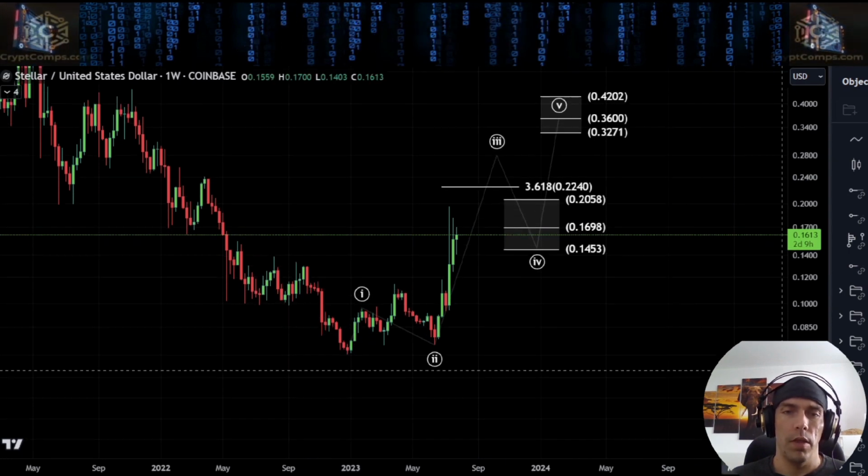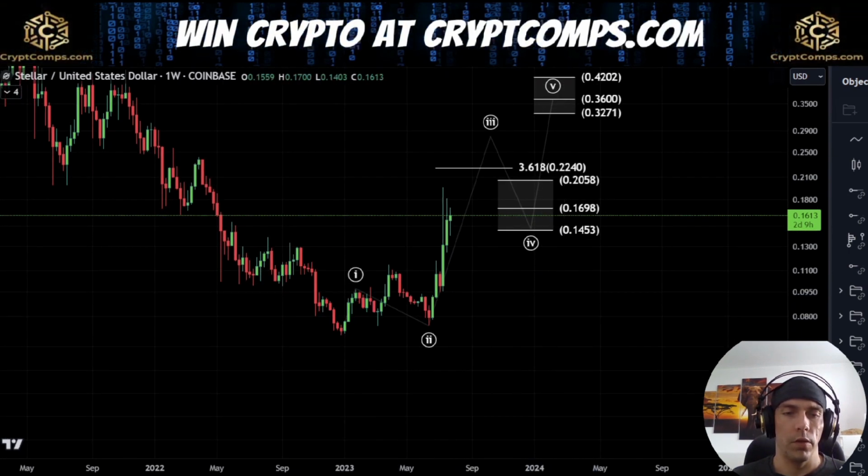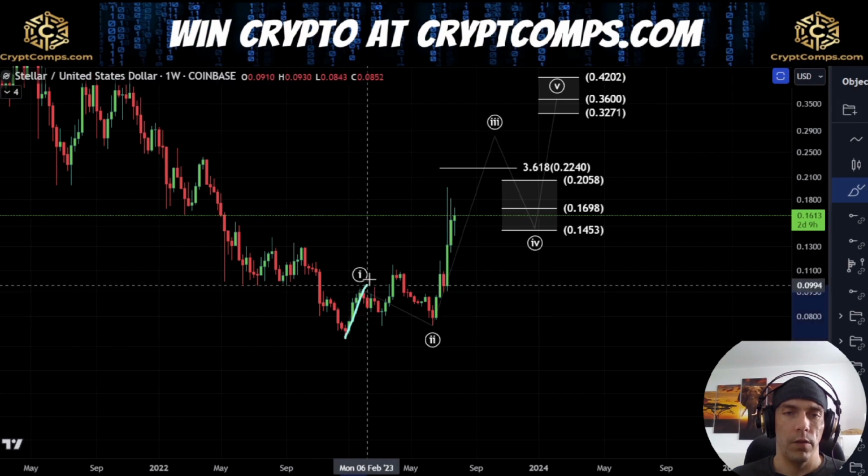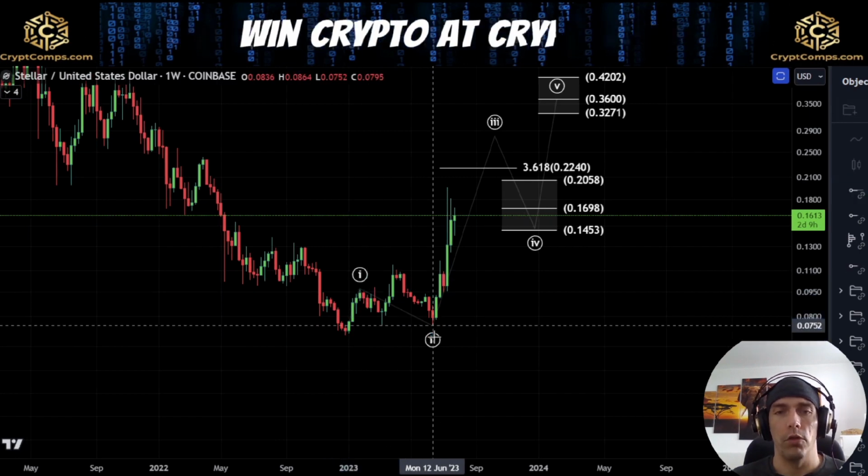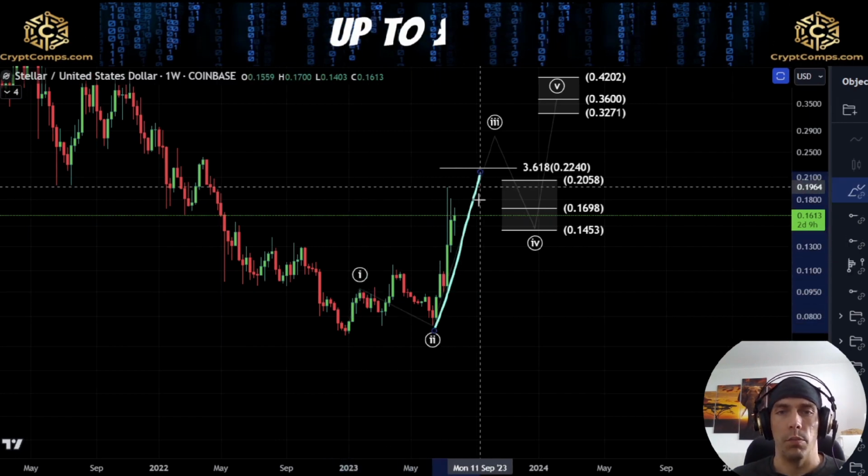Now, like I said, it is also possible that within this, we could be getting something like an impulse. The way that I would like to count this as an impulse would be that this is 1 and a flat for 2, and then we'd be looking for this as a bigger 3rd wave here.